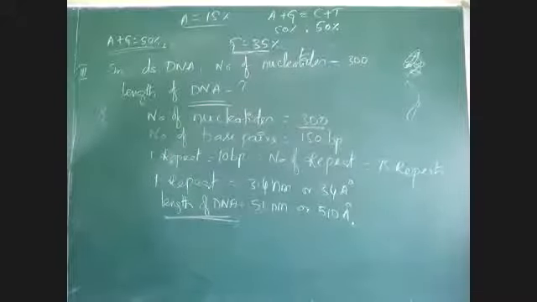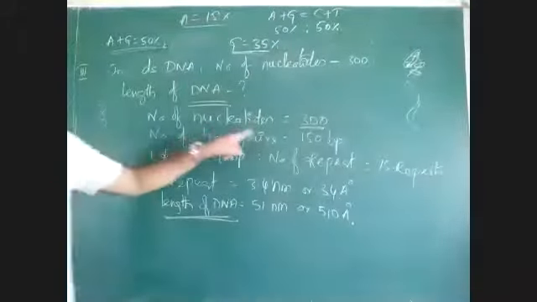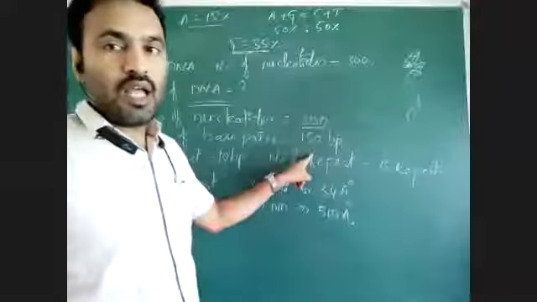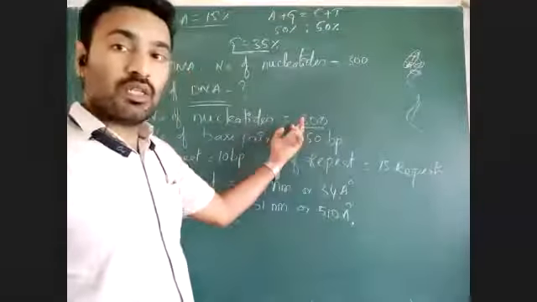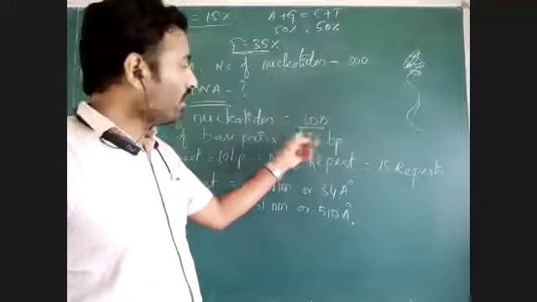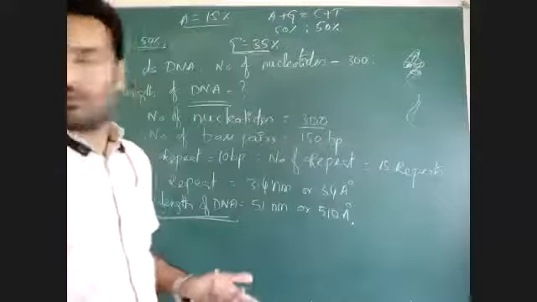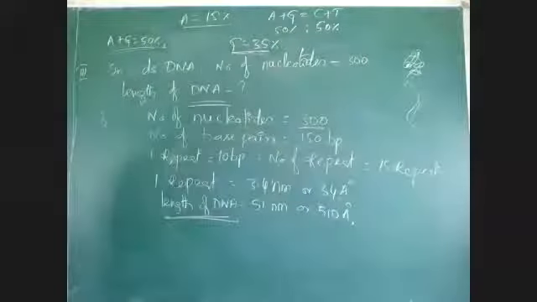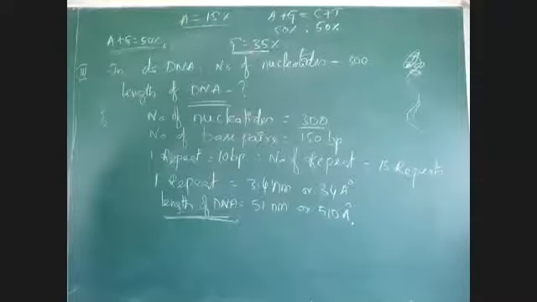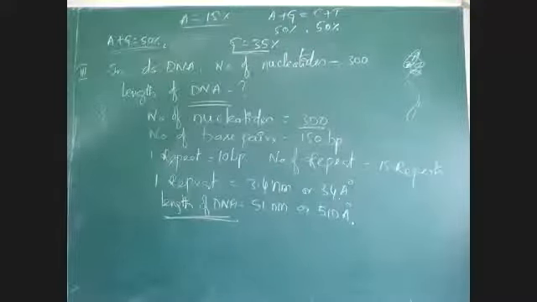Hey, Olageshwaran. One base pair is equal to 2 nucleotides. Right? Number of nucleotides is equal to 300. So 300 means 150 pairs. Give one question, sir. Yes, I will give you a question now.